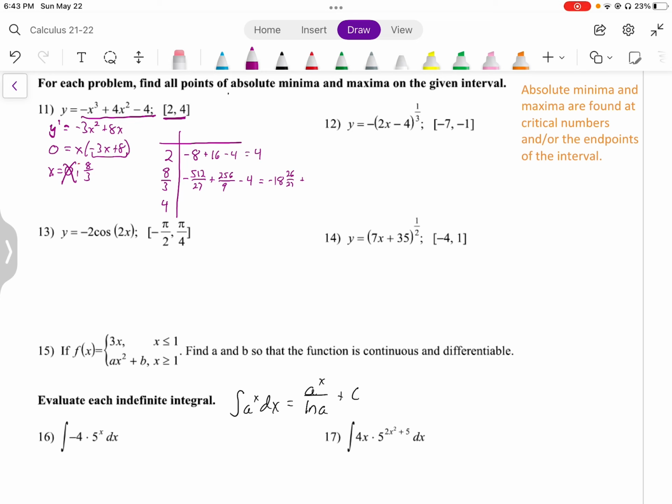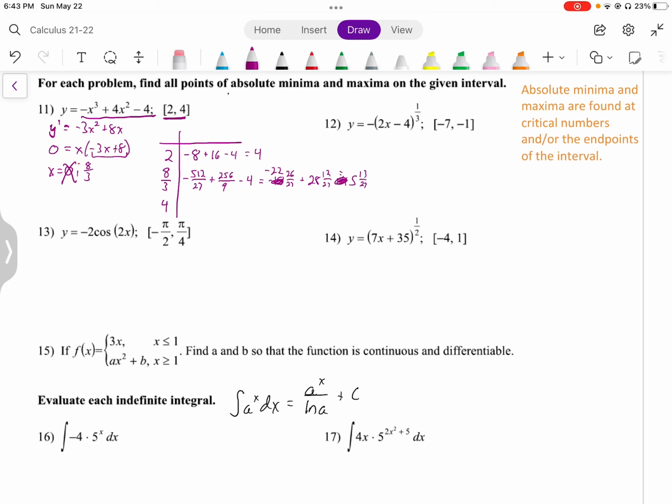That's 28 and 12 27ths, and then we have the minus 4. Well, really the minus 4 and the negative 18, we can put those together and make that negative 22. And combine those, and we get 5 and 13 27ths. So 5 and 13 27ths. That was quite a chore.